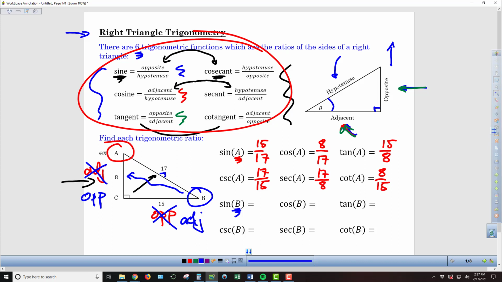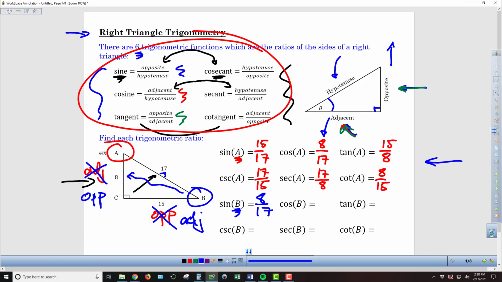So when we start to find the sine and cosine and all the other trigonometric ratios for angle B, we're going to see a lot of the same answers, but they're just going to be flipped around. So for example, sine of angle B is going to be opposite over hypotenuse, so 8 over 17. So that ends up being the same answer as the cosine of angle A. They have the same hypotenuse, but now the opposite and the adjacent sides have flipped.